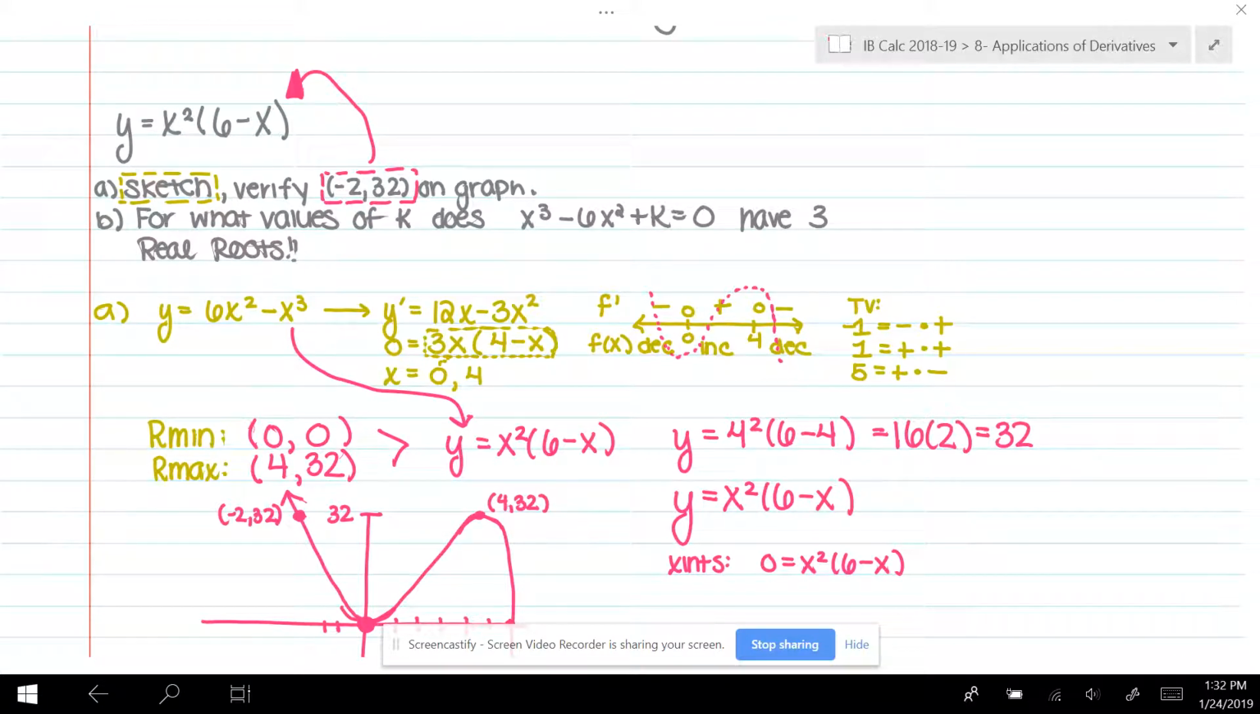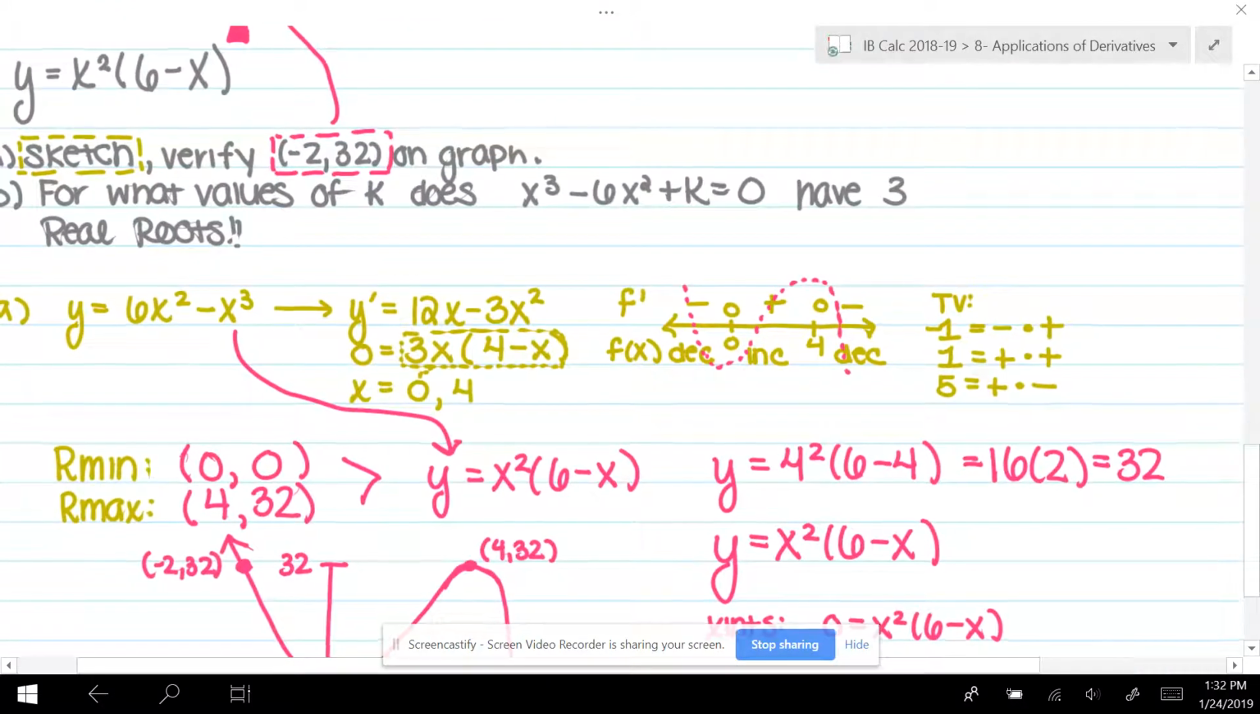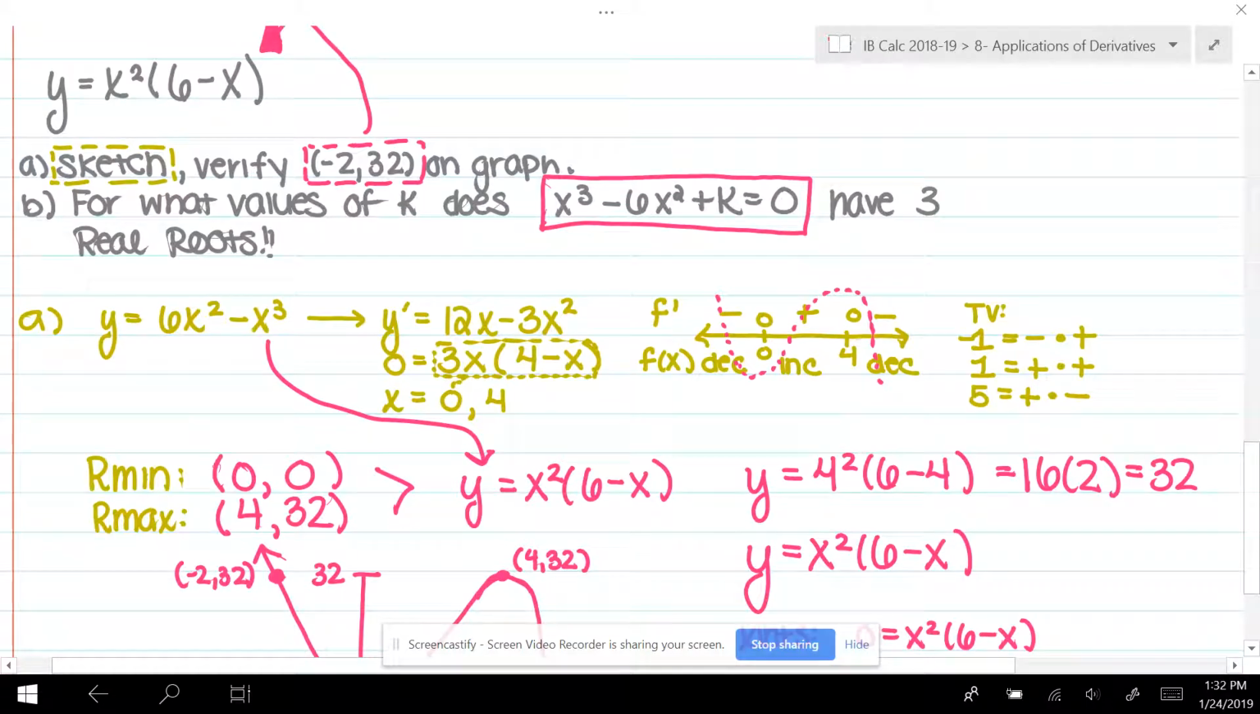It says, for what values of k does x cubed minus 6x squared plus k equals 0 have 3 real roots? Notice how it's coming from this question. So it's got to have some form of a connection. And if you look at the similarities between our original function and this guy, you'll notice the signs are just a little bit opposite, right? Because this is a -x cubed and he's a positive, and he's a negative 6x squared and he's a positive 6x squared. And then they just threw this random k in there.